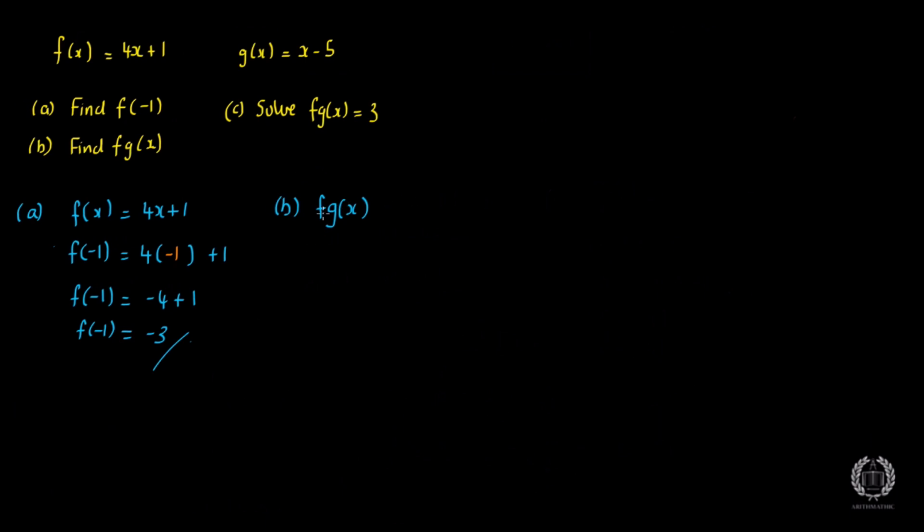Now when you have fg of x, all you have to do is you see the second letter here. You take the second letter, so your g of x function, and you're going to put it inside your f function. Okay, so what I'm going to do first is, let me just rewrite my functions here so you'll see. I'm just going to write my f of x function, 4x plus 1, and I'm going to write my g of x function, which is x minus 5.